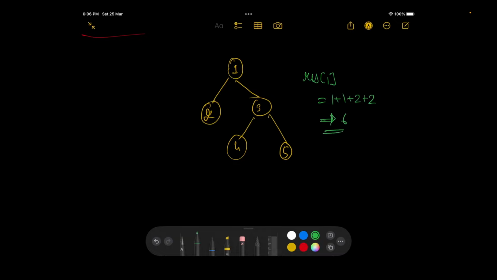So result of 1 is 6. What about result of 2? Result of 2: 1 is at a distance 1, 3 is at a distance 2, 4 and 5 are at a distance 3 and 3 respectively, right? So this would become 6 and 3, 9. Result of 3 similarly becomes, okay, so 1, 4 and 5 are at distance 1, so that is 3 basically, and then 2 is at a distance 2, so this becomes 5.